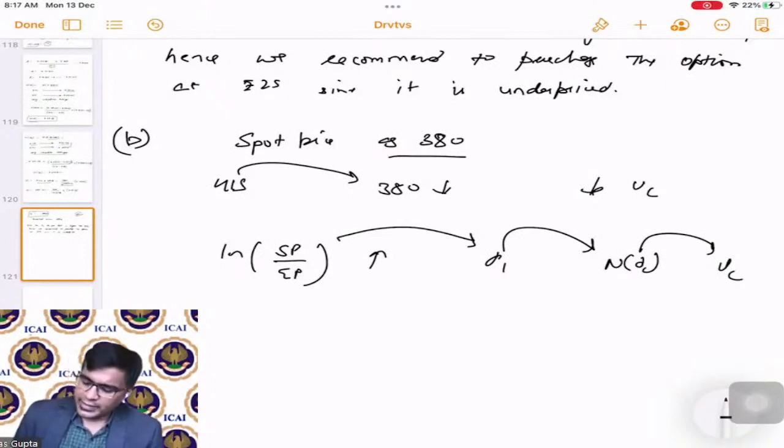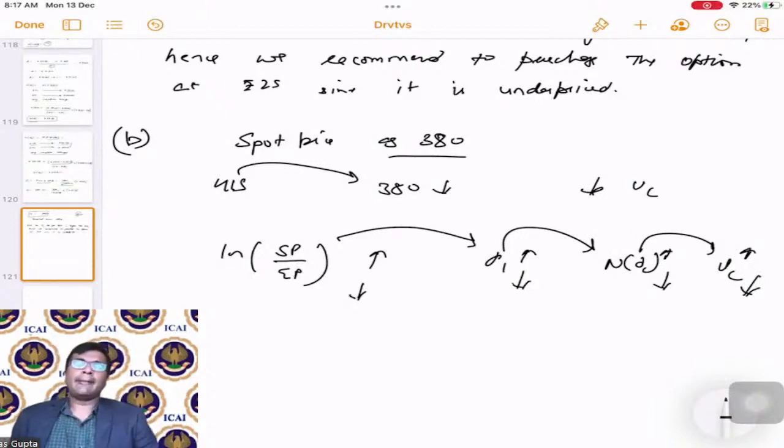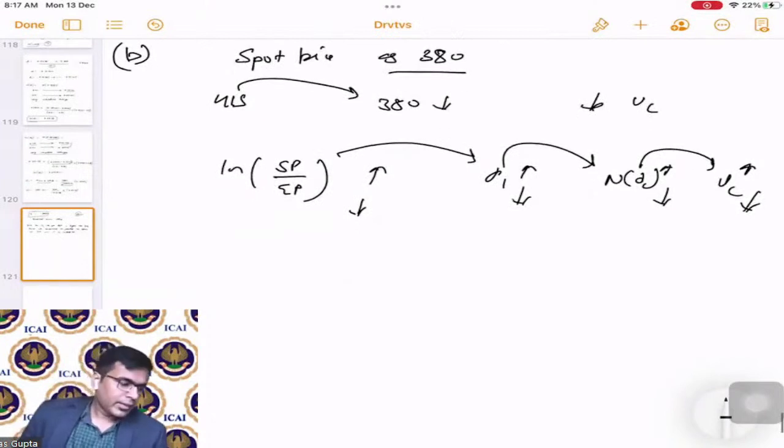Correct? And similarly, lower spot price will result in lower D1, lower N(D1), and lower valuation. So if it is higher, all the things will have a higher impact. Correct? Now, let us just calculate D1 here.